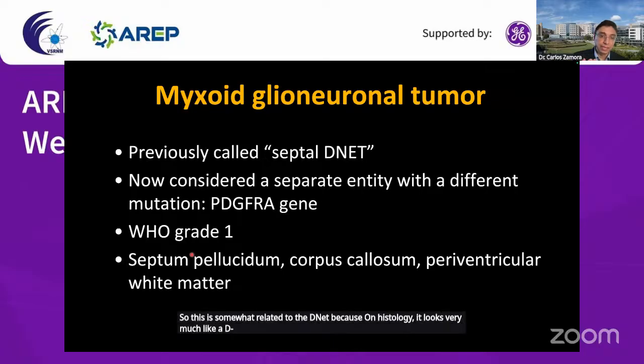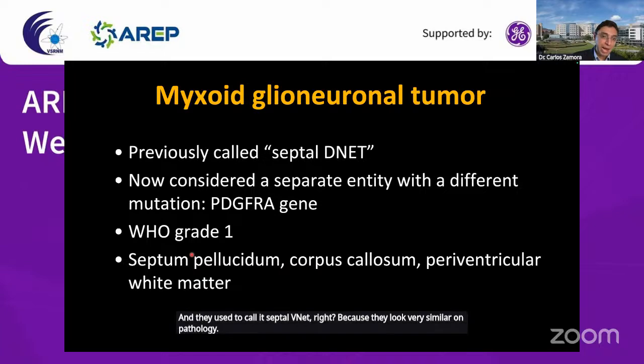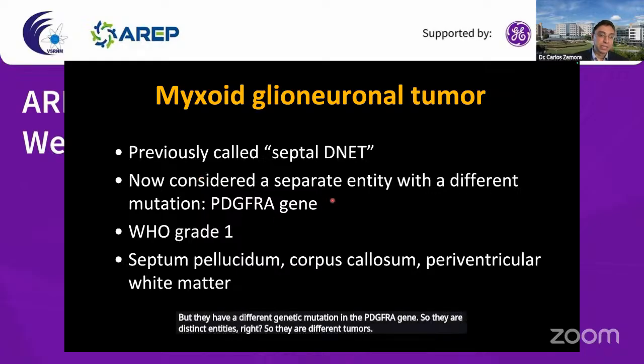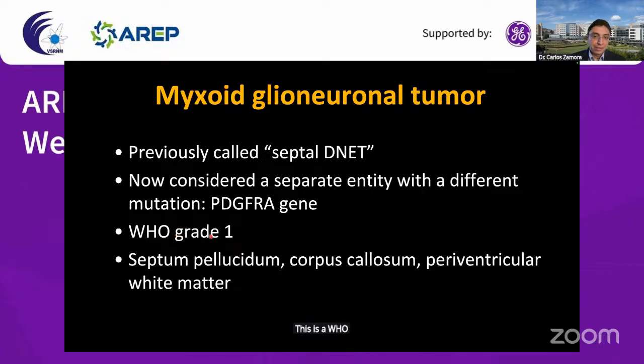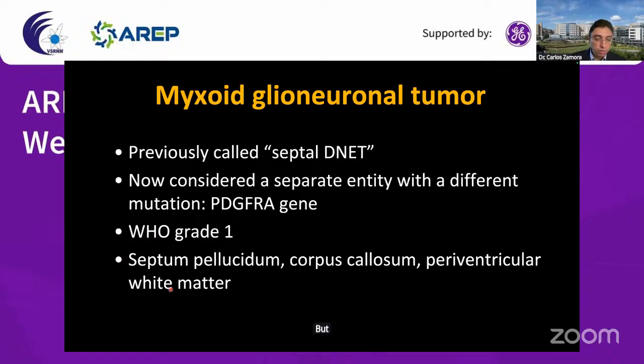So it used to be thought that this was the same tumor, and they used to call it septal DNET, right? Because they look very, very similar on pathology, but they have a different genetic mutation in the PDGFRA gene. So they are distinct entities, right? So they are different tumors. This is a WHO grade 1. They tend to occur in the septum pellucidum, where I showed you frontal horn of the lateral ventricle, typical localization, but they can occur in other locations of the central nervous system as well.